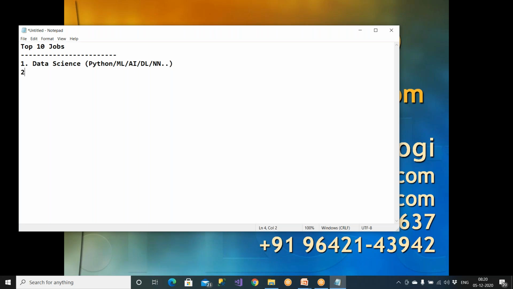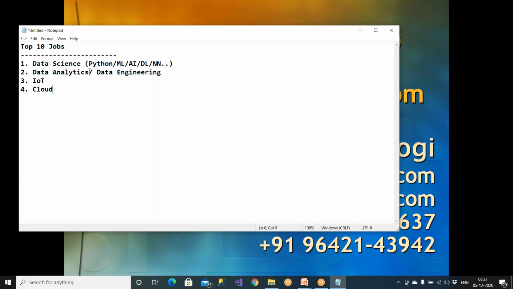The next one is data analytics. People are calling this data analytics, and people are calling this data engineering. Data analytics and data engineering are going to be there. The next is IoT, internet of things. This is the next position. And we have cloud. Clear? A lot of things are available. So these are the top 10 jobs going to be there for the next decade.